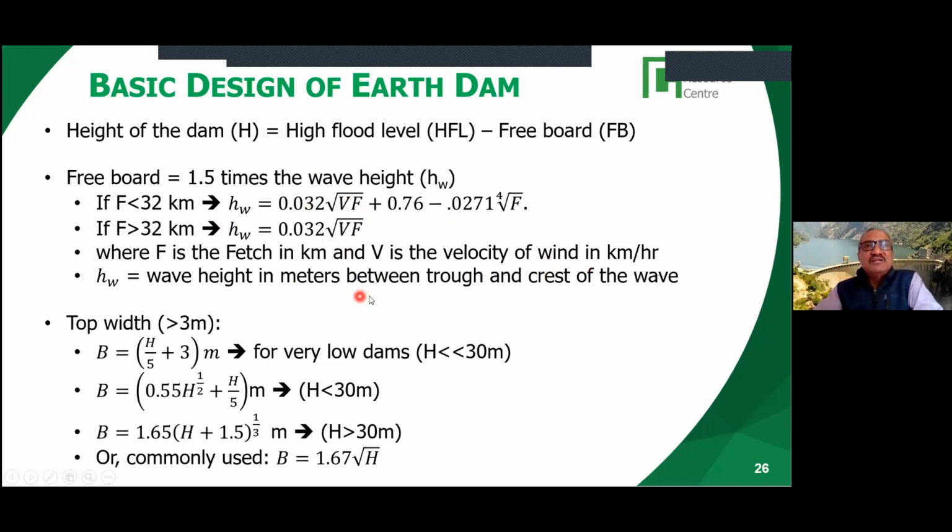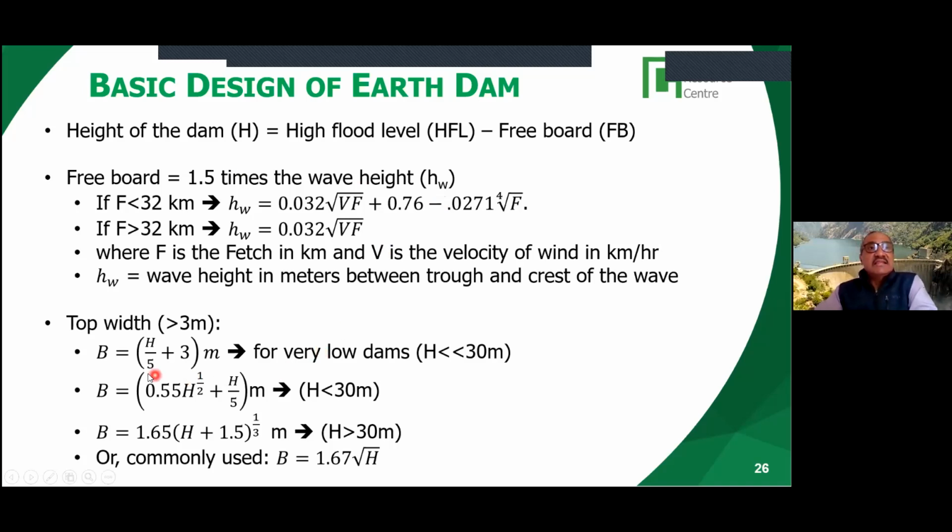HW is the wave height in meters between trough and crest of the wave, as I showed. So the freeboard should be 1.5 times the wave height. So I'm just giving you this conceptual design framework. Of course, when you really design an actual earthen dam, you have to look into more detail.